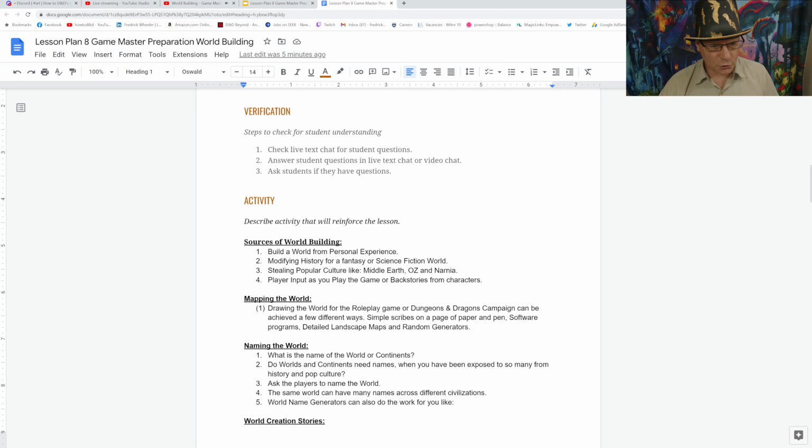Okay, so sources of world building. Building a world from personal experience, yes. Modifying history or a fantasy or science fiction world, yes. I'll just put that as a capital there for now. Stealing popular culture like Middle-earth, Oz, Narnia, yes. Player input is you play the game or backstories from player characters.